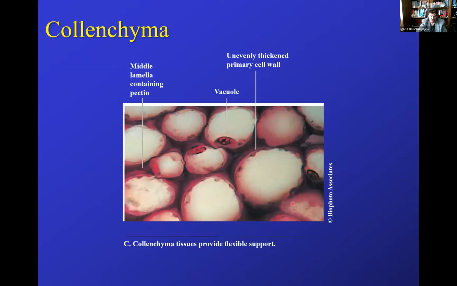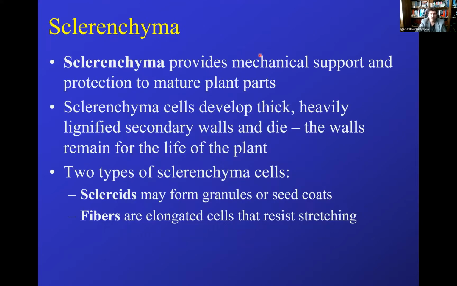So now here we're looking at the collenchyma cells. As you can see, the cell wall is much thicker comparatively to the parenchyma. The same parts have vacuoles and the nucleus, but now in many cases the cell wall, or most of them, will be much thicker. Flexible support. And finally, sclerenchyma provides mechanical support and protection for mature plants.